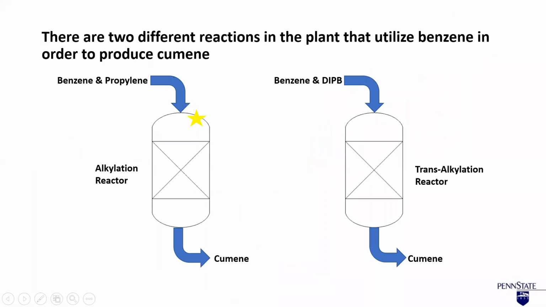There are two different reactions in the plant that utilize benzene in order to produce cumene. The first one utilizes benzene and propylene in the alkylation reactor to produce cumene, and that's where we get most of our cumene production. The second one utilizes benzene and DIPB in the transalkylation reactor to produce cumene. Now I'm going to hand over to Chris to talk about our PFDs.